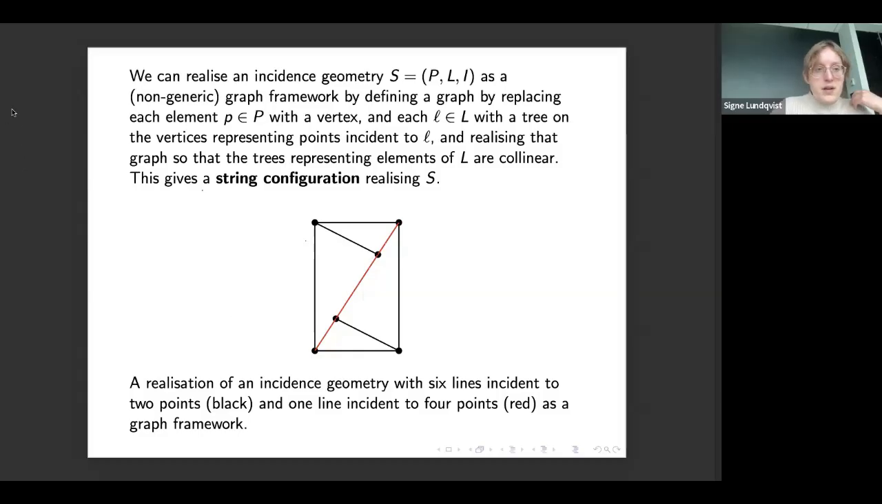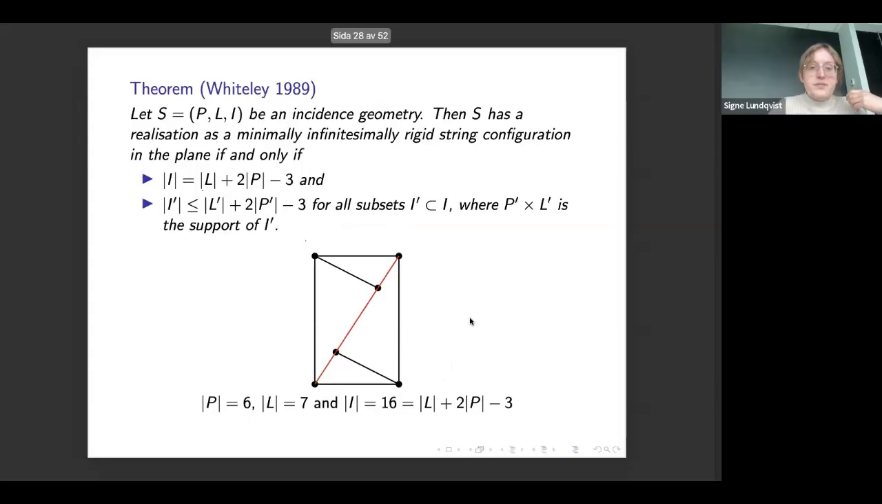So in this picture here, you should interpret the black lines as just edges of a graph framework. And this red line should be interpreted as a path, for example, on these 4 vertices. But actually, the specific tree that you choose won't affect the rigidity property. So you can always assume that it's your favorite tree, for example, a path or a star.